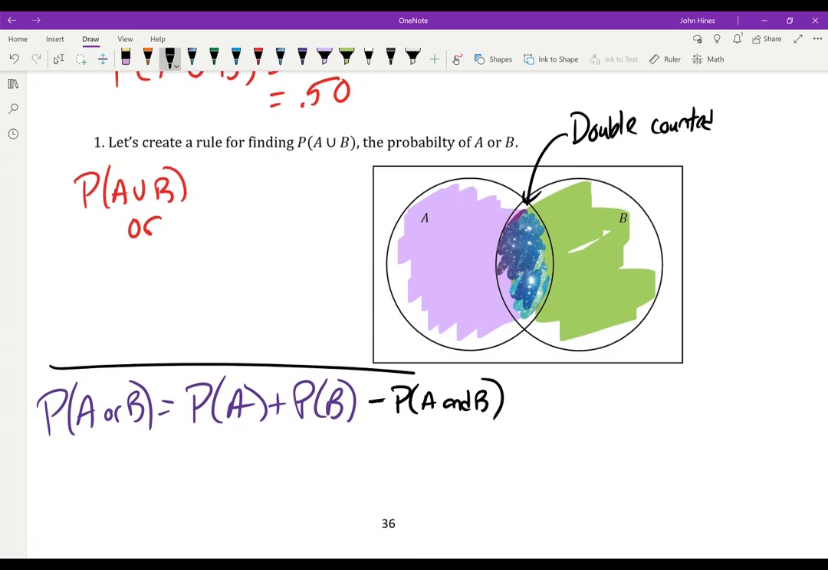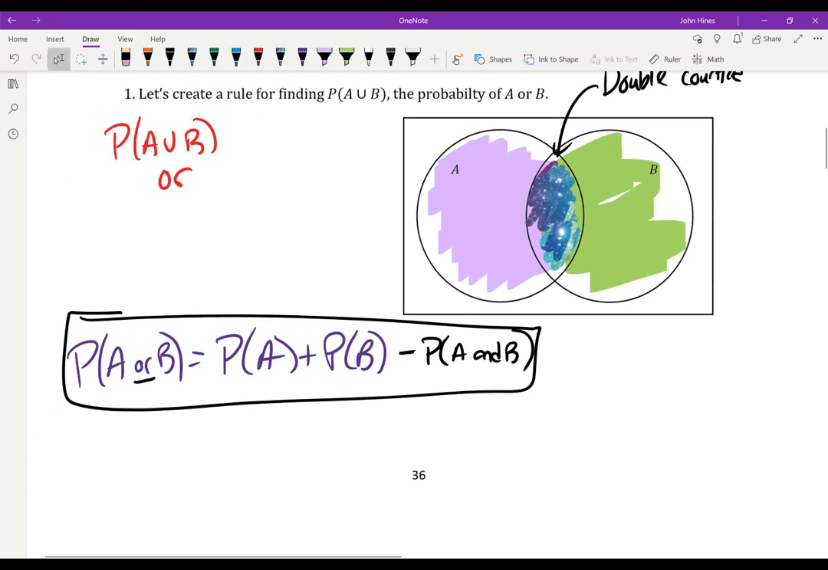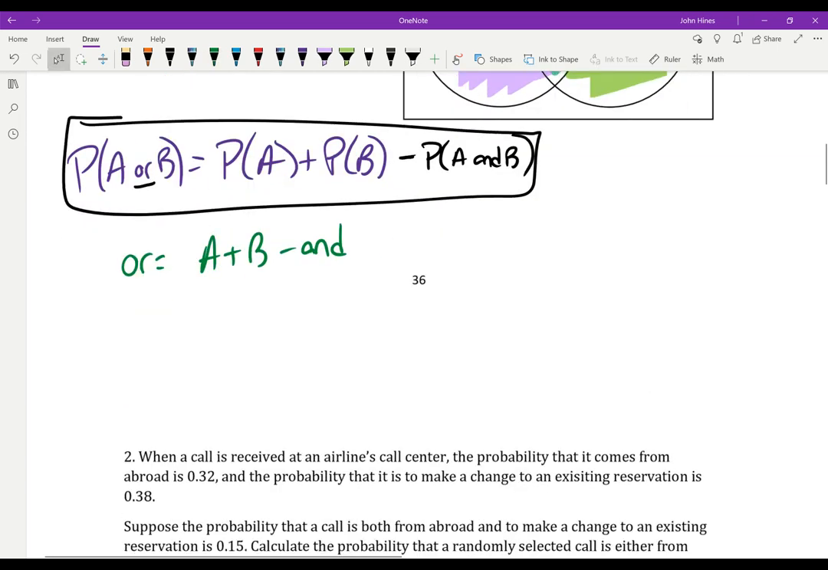So when you do your homework and see OR problems, you're going to use this OR formula. The probability of A or B, OR, equals the sum. You add the two whole circles together, and then you subtract away the AND. The probability of A or B is A plus B minus AND. OR equals A plus B minus AND. It saves us time, and we don't have to go through and make an entire Venn diagram out of these problems.